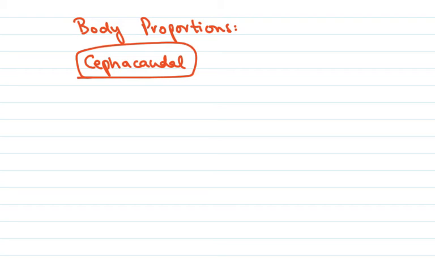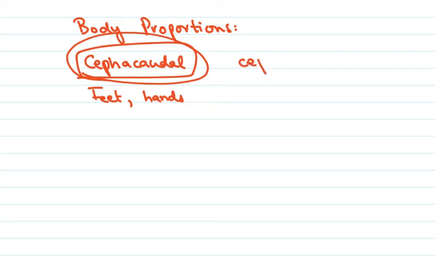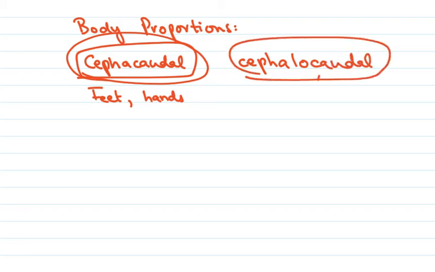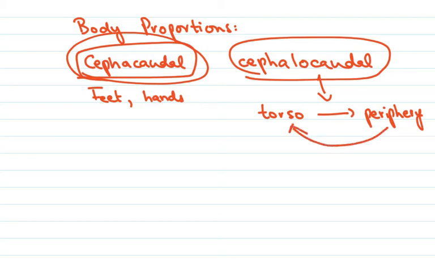Now, what do we mean by saying that it reverses? One of the things that you might have seen in adolescents is that they tend to have very big feet, very big hands, right? Now, according to the cephalocaudal trend, what it basically means is that you have the torso growing first, the center growing first, and then it goes to the periphery, right? Now this tends to reverse, so the periphery grows before the torso.